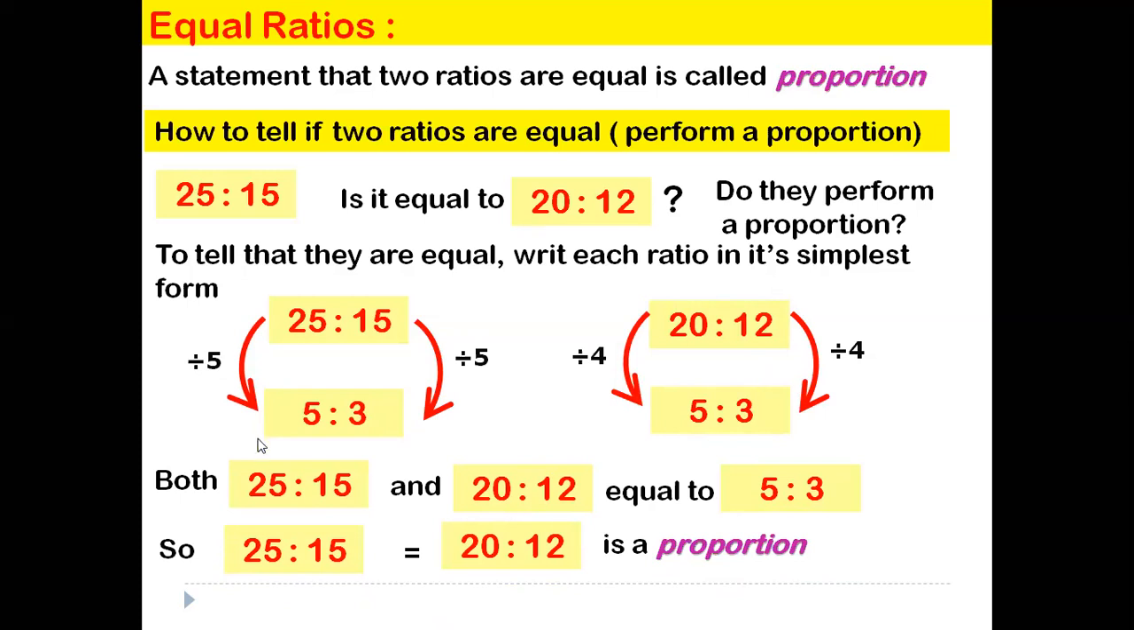Just a question, is 5 to 3 the same as 3 to 5? If we get 3 first, then 5, are they forming proportion? No, they don't. They should be in order. Remember that ratios should be written in order.